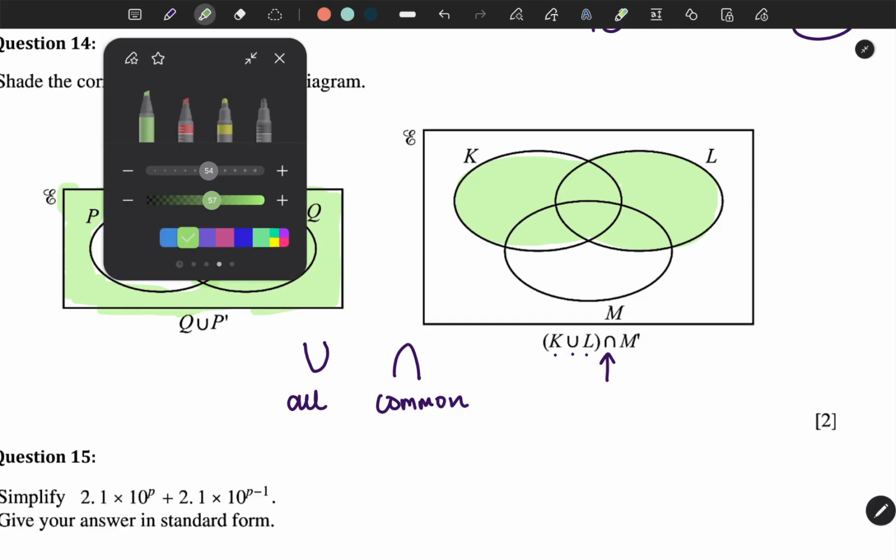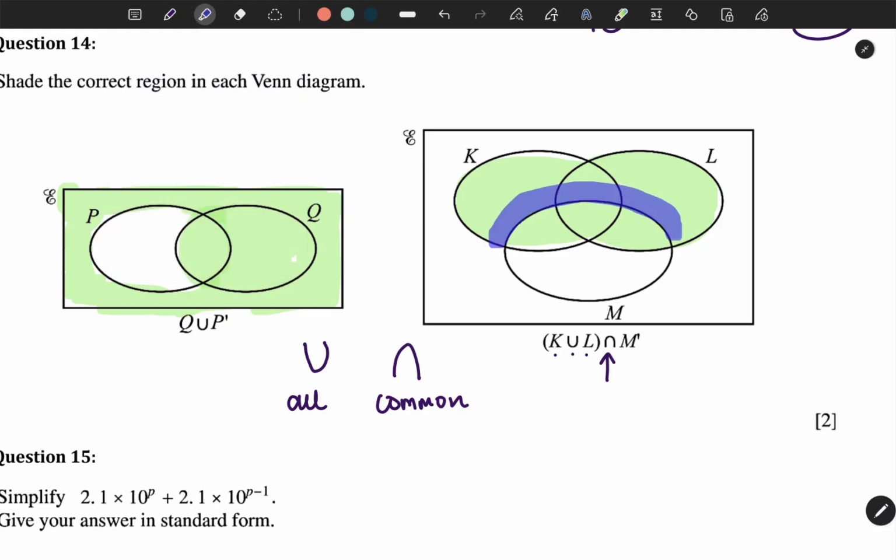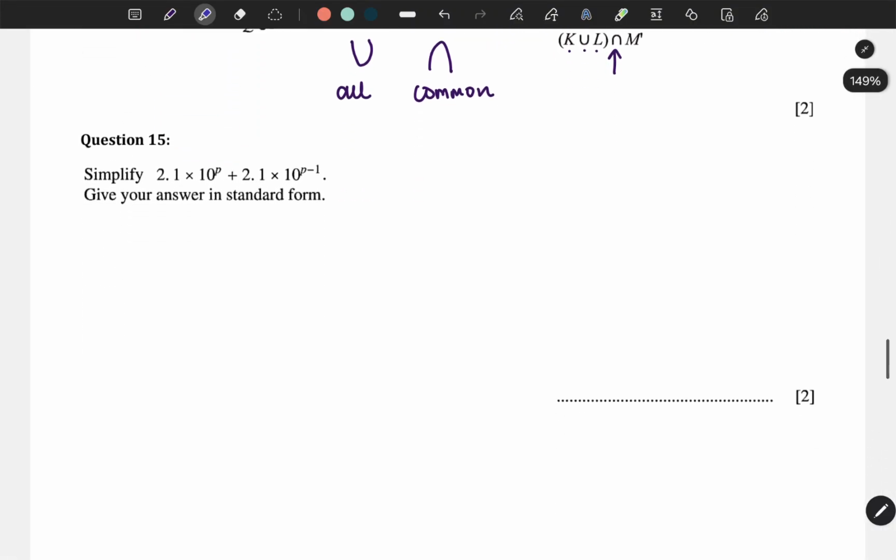And if I look outside M, let me change the color and show you. So outside M, it would be this region that is common. So for this, the answer is only the one that I have shaded with the blue color, not with the green color. I hope this is clear to you.